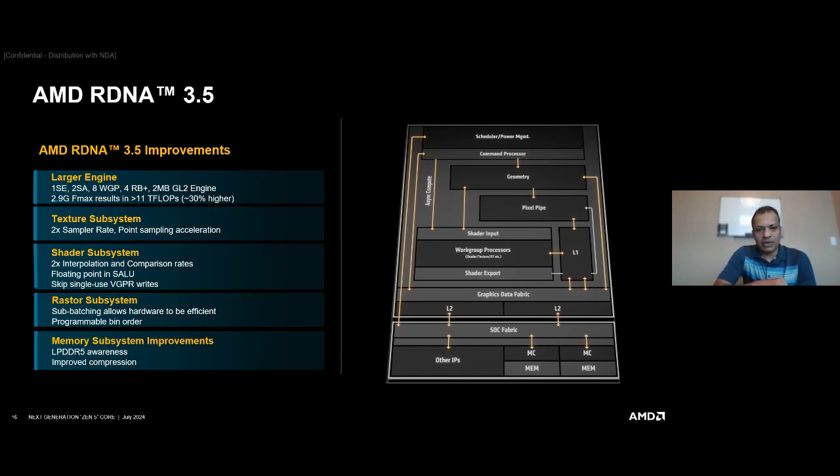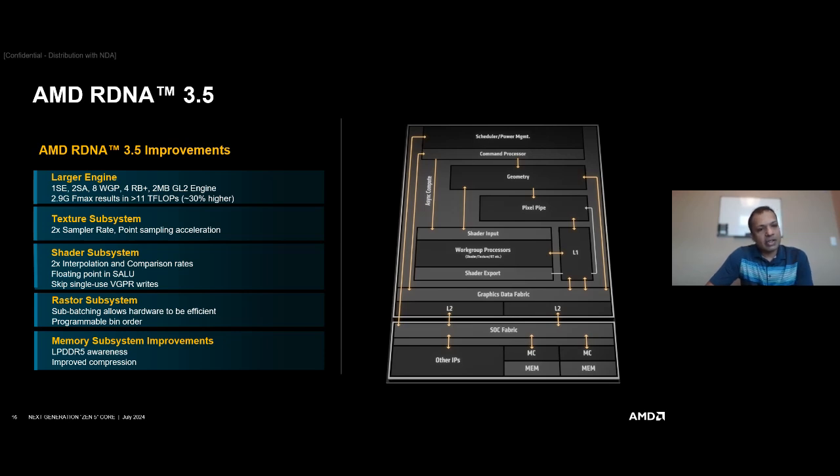And then Mark touched upon this new SALU instruction. It tells the shader processor that it can skip a single use VGPR, right? So lots of these instructions create a result that is immediately used once and then discarded. So the RDNA 3.5 now allows hardware to detect that and forward that result straight to the subsequent instruction, skipping that, right? So all of these changes kind of improve performance and efficiency.